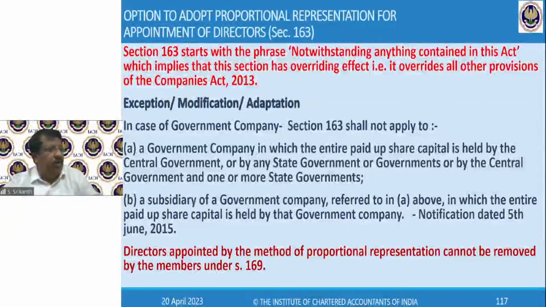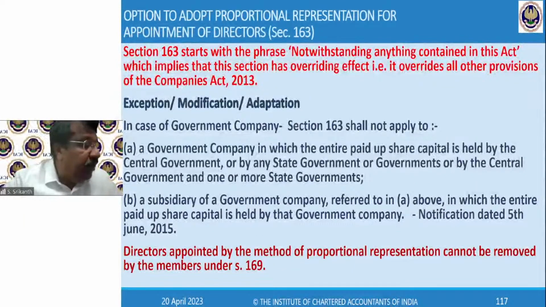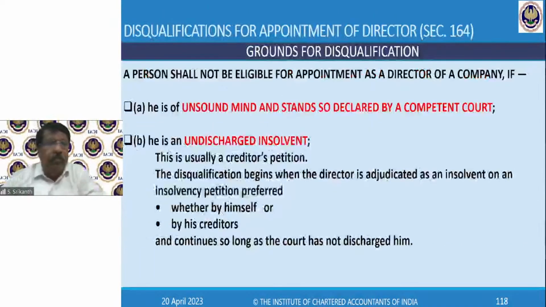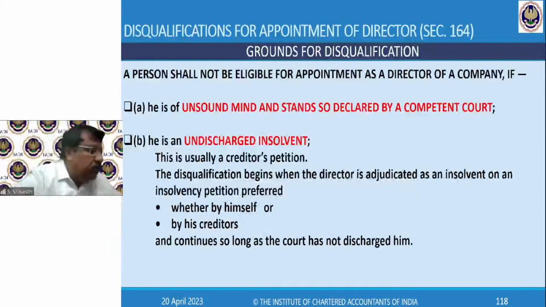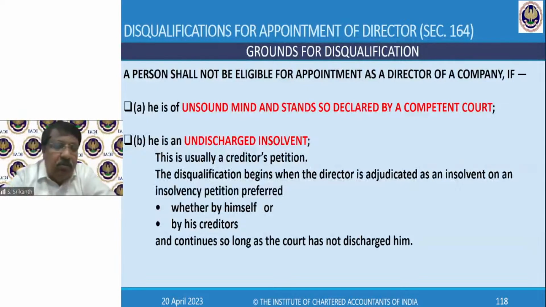So we have come to a nice level where we have completed quite a lot. Now we move on to disqualifications. We'll be seeing disqualifications, then we will seamlessly move to vacation, then resignation, removal, etc. A person shall not be eligible for appointment as a director of a company if, now we are going to see the grounds for disqualification.